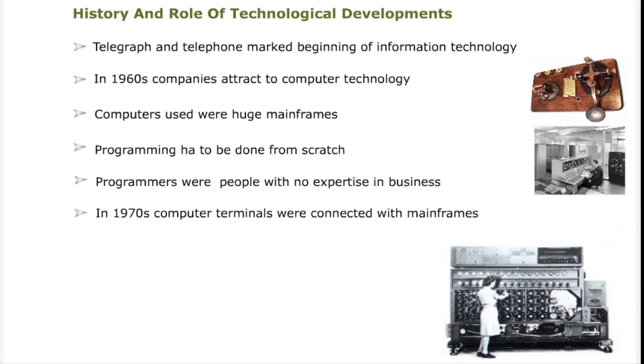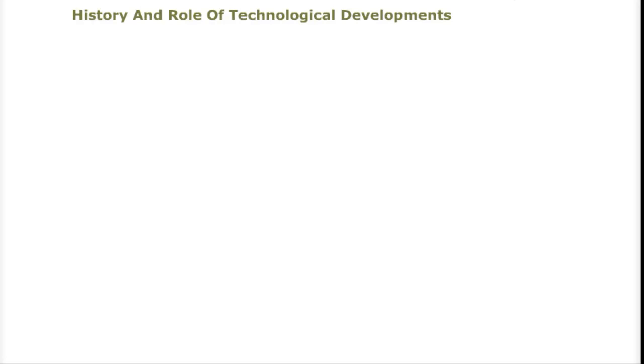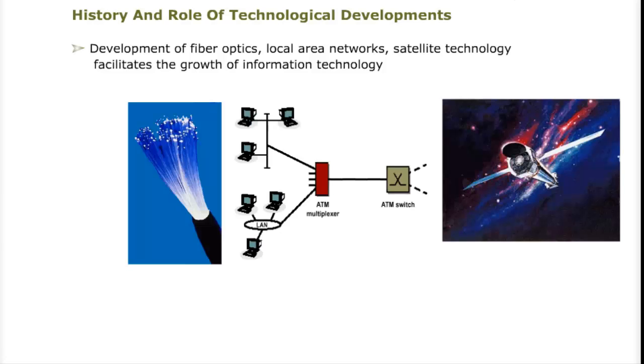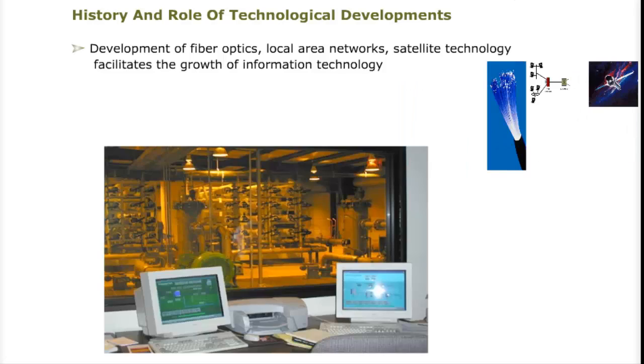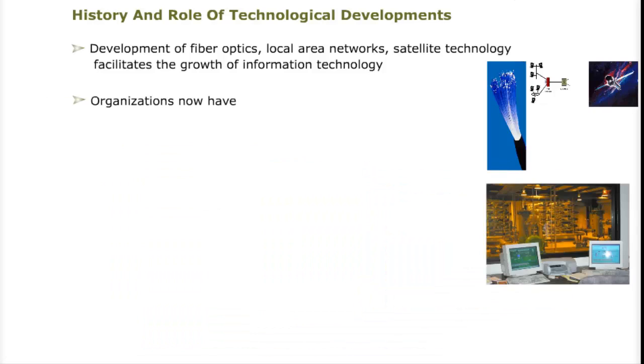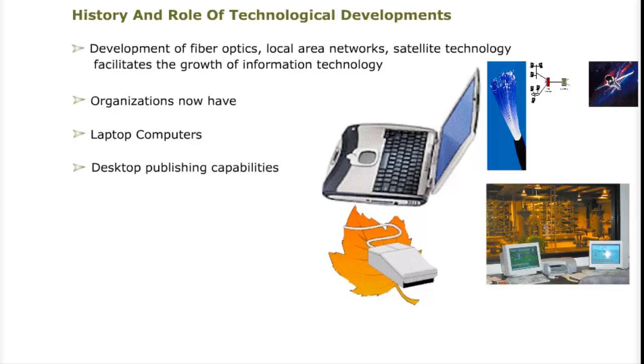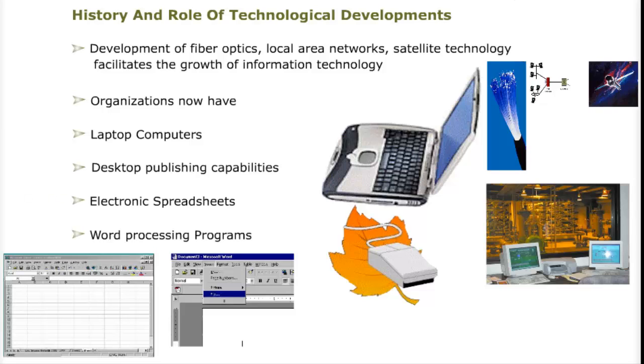By the 1970s, more people had computer terminals that had access to central information on large mainframes. Some packaged software was developed. However, computers were expensive, and costs rose as companies without clear needs for them were persuaded to invest in information technology. Transformation of telecommunications in the 1980s, with the development of fiber optics, local area networks, and satellite technology along with more powerful computers, facilitated the growth of information technology in organizations. Organizations now have laptop computers, desktop publishing capabilities, electronic spreadsheets, and word processing programs to gather, store, and communicate information.